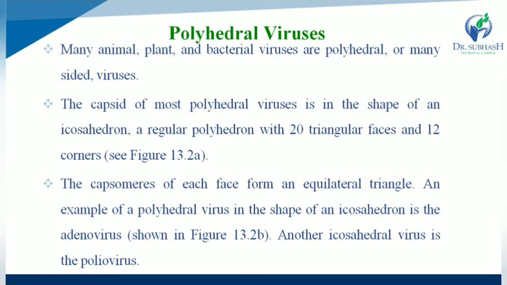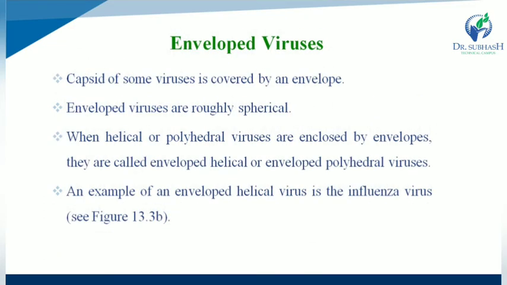The capsomers of each face form an equilateral triangle. Examples of polyhedral viruses in the shape of an icosahedron are the adenovirus and another icosahedral virus, the poliovirus. The last one is the enveloped virus.